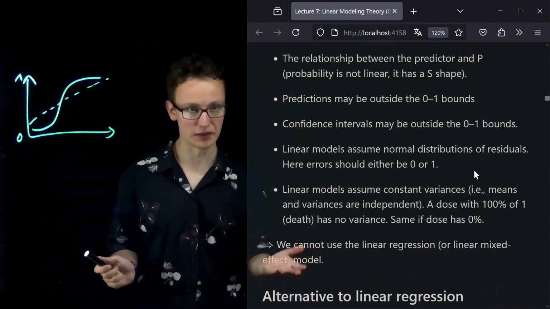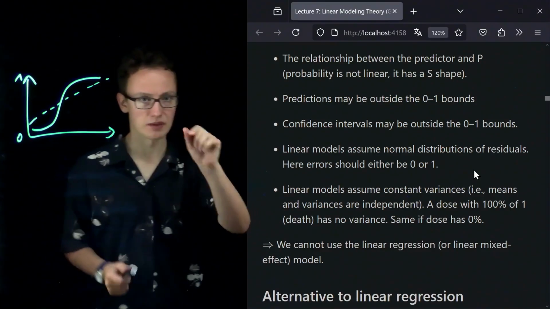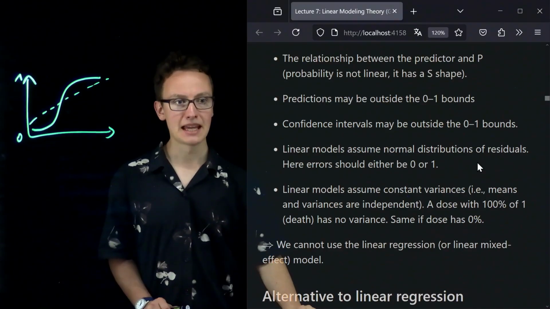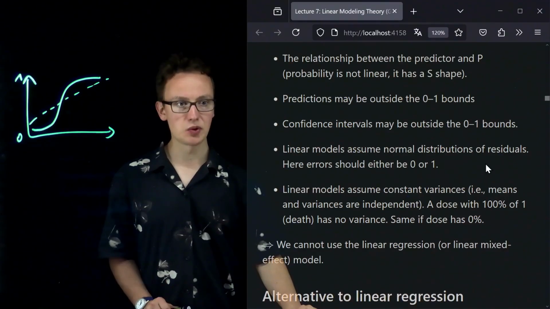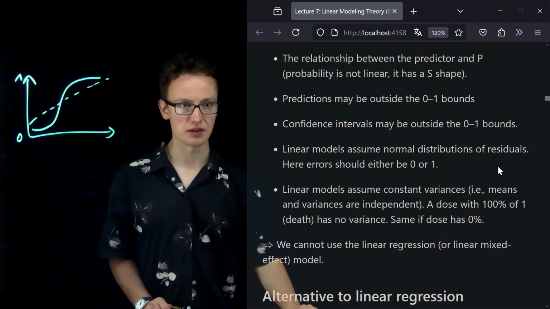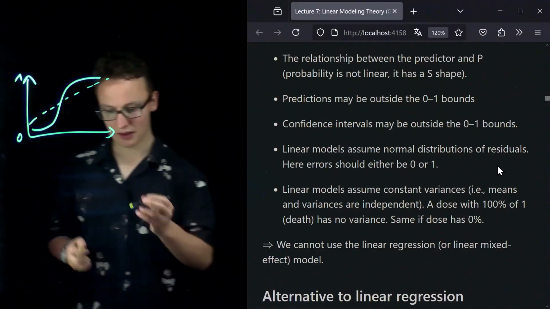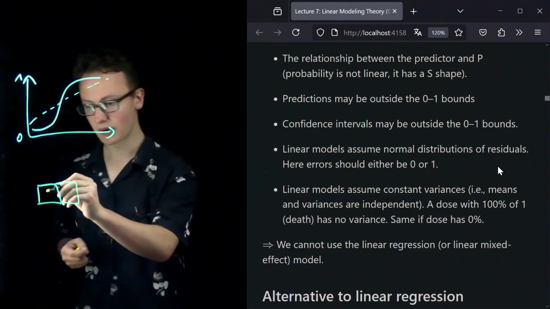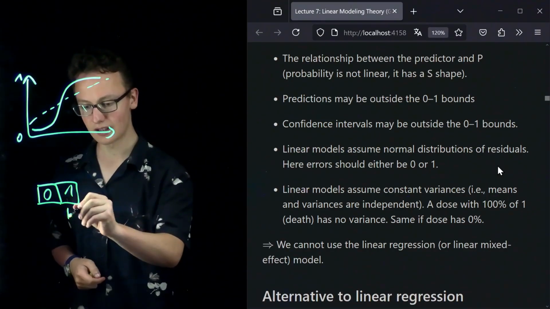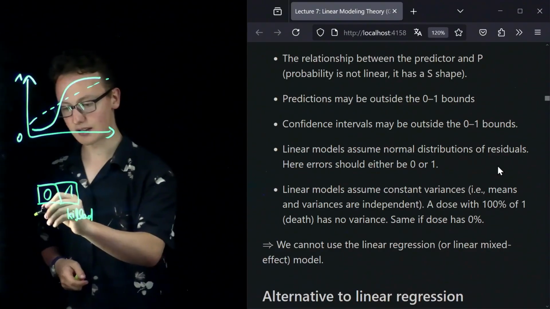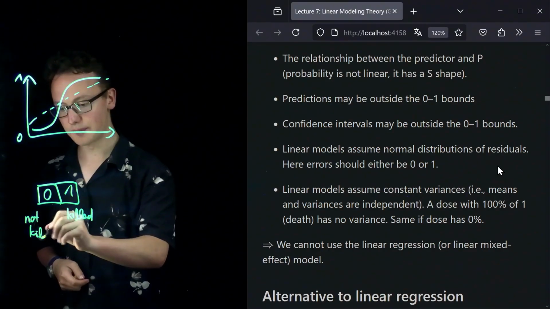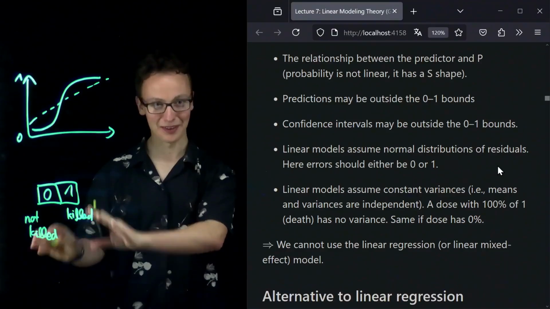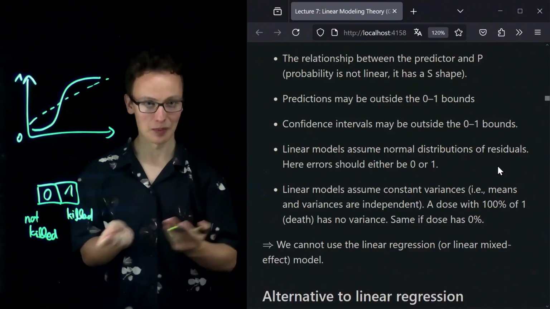In addition, the confidence intervals can range outside of the 0 or 1 bounds, even if the estimate itself is inside them. So that's another problem. In addition, linear models would usually assume normal distributions of the residuals. Here, the errors, if you think not of the proportions now, but of the underlying dependent variable, which is a 0 or 1 variable, like 1 being killed and 0 being not killed, okay? These are the underlying data points. Forget about the proportions for a moment, but these are the actual binary categorical data points underlying here.